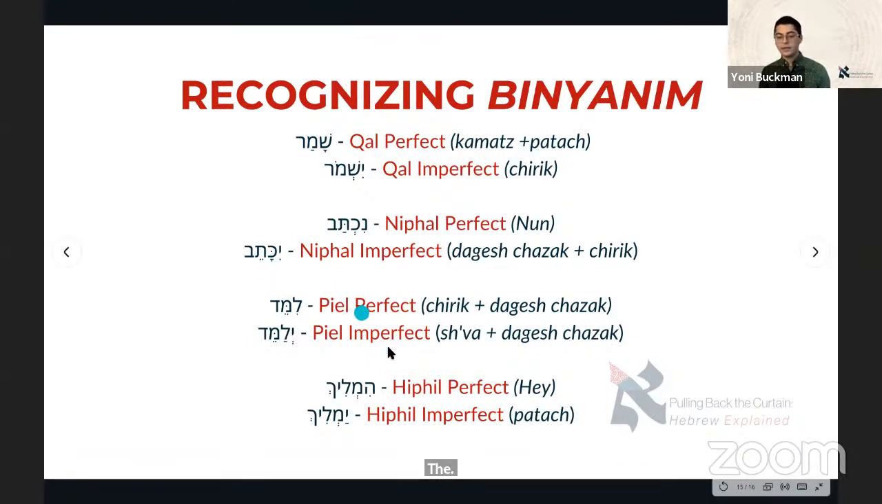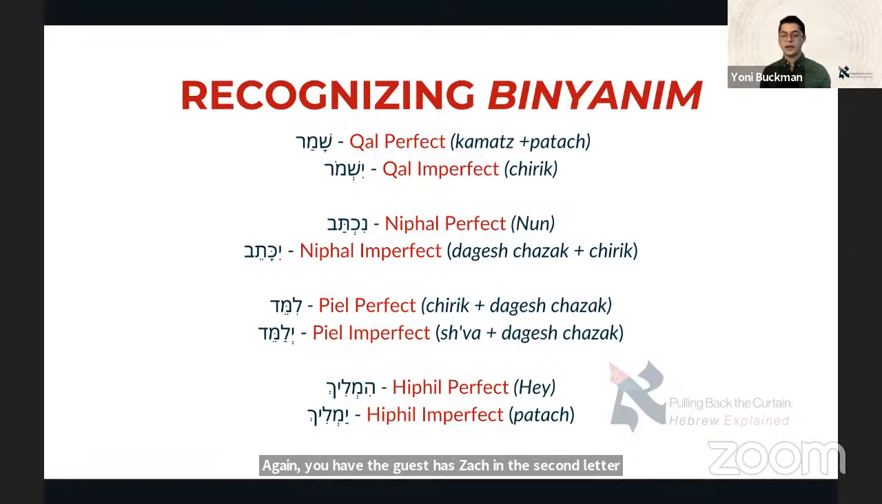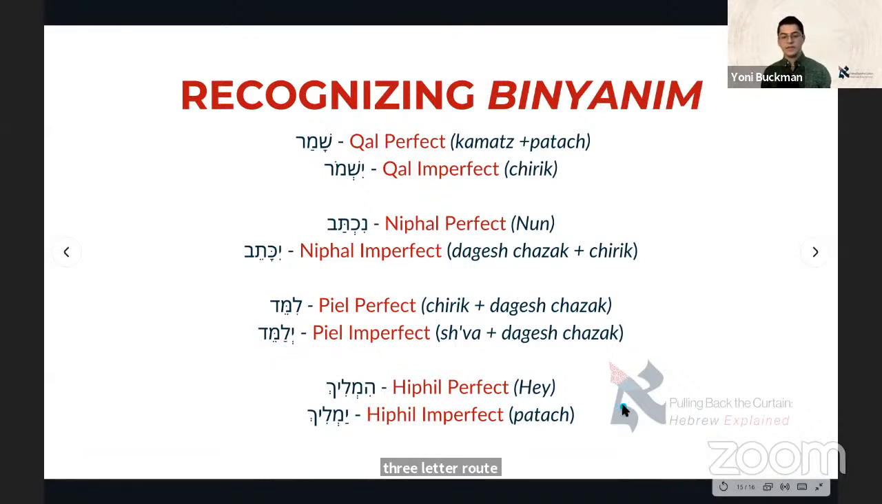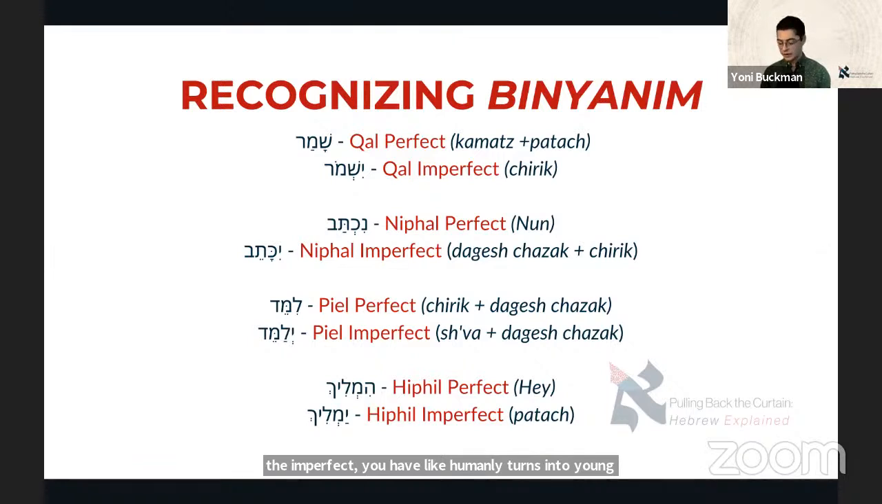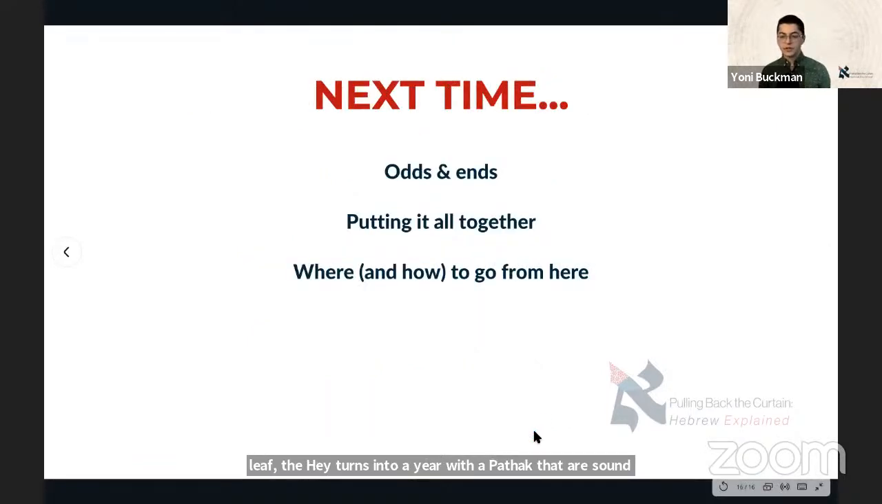For the pi'el, again, you have the dagesh chazak in the second letter of the root, right? So not the second letter of the word, but when you find the 3-letter root, it's in the middle letter of the 3-letter root. And again, that hif'il, you have the hey, and in the imperfect, you have like himlich turns into yamlich. The hey turns into a yud with a patach, that a sound. So those are the binyanim.